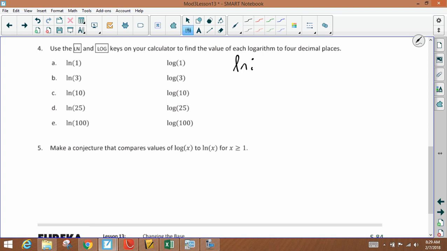LN. The terminology that I'm going to use for that, it's called a natural log, okay? So I'll say it's natural log or LN. I'll use those two terms interchangeably for it. Natural log or LN, right?